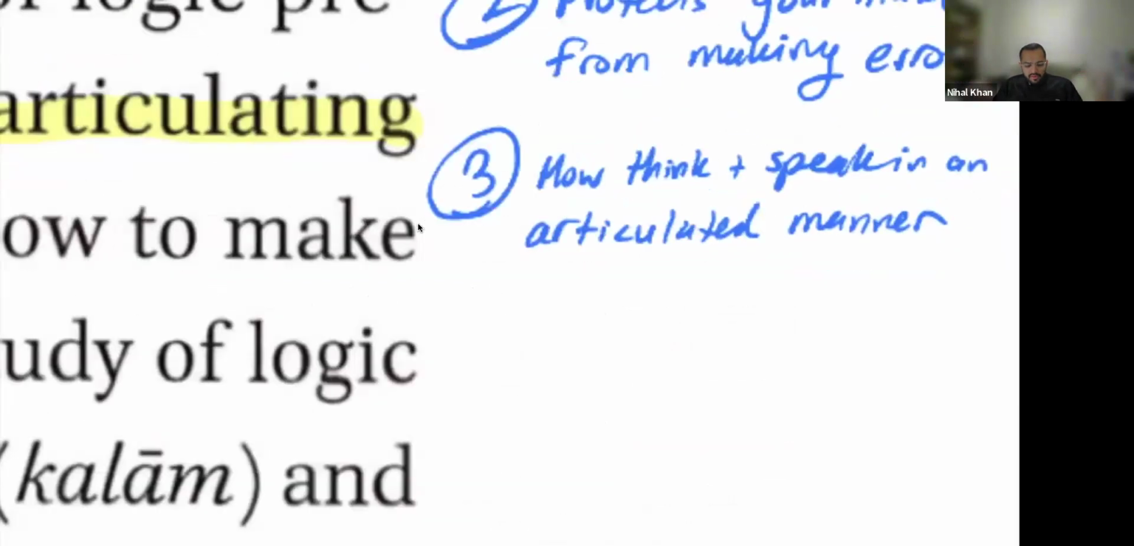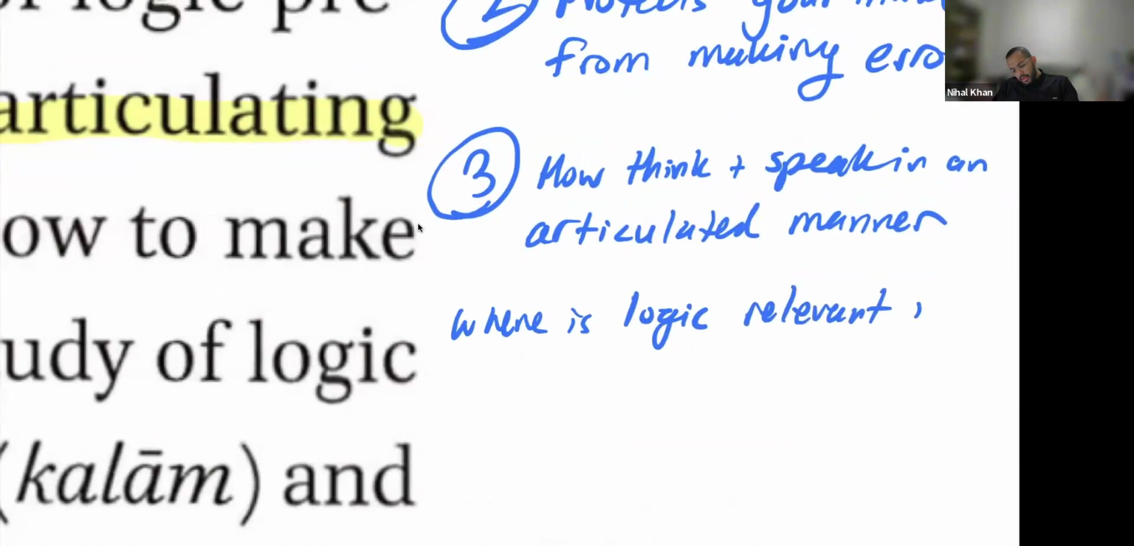So where is ilmul kalam, right? Where, or rather, is logic relevant in the Islamic tradition?